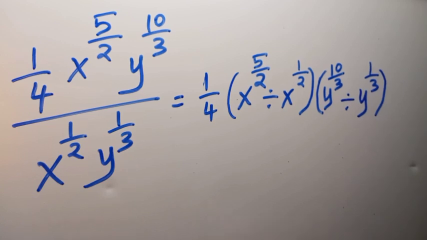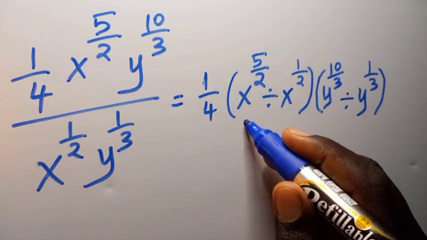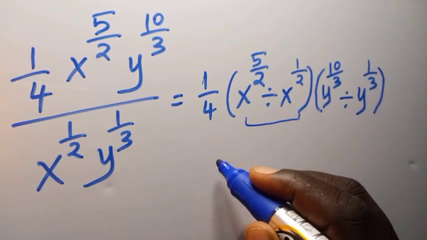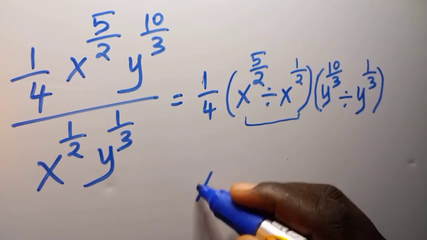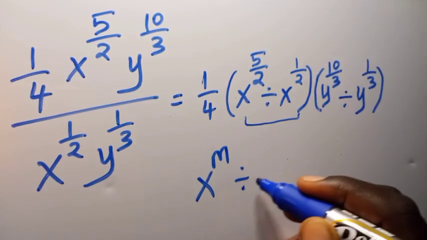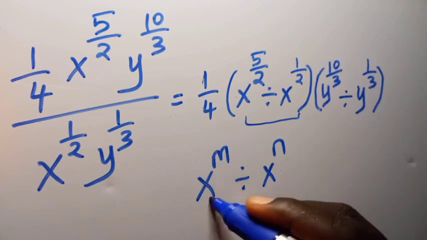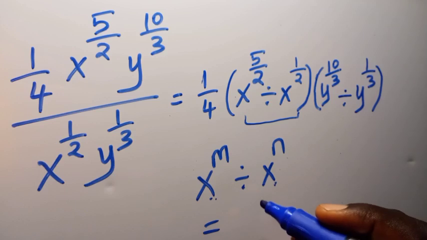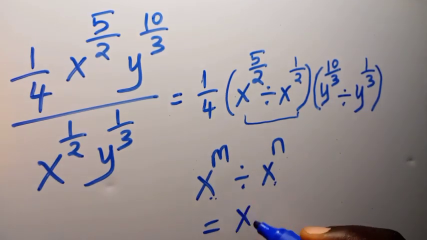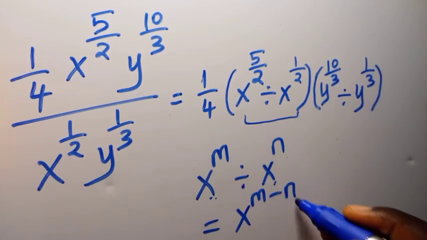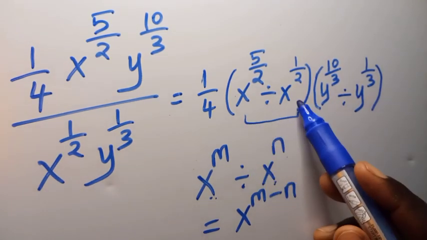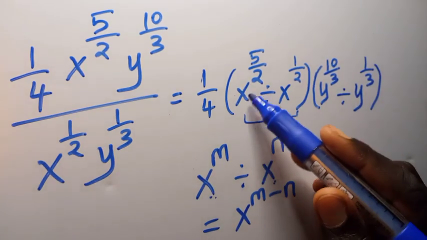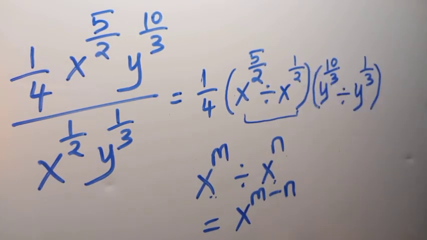Now let us proceed to apply the laws of indices. Remember, this is the division law of indices. We can apply the division law of indices, for example, x raised to m divided by x raised to n. Since the bases are the same, and there is a division sign in between, we minus the powers. So we shall have x raised to m minus n. Now, it is just the same thing here, that we shall have x raised to 5/2 minus a half.